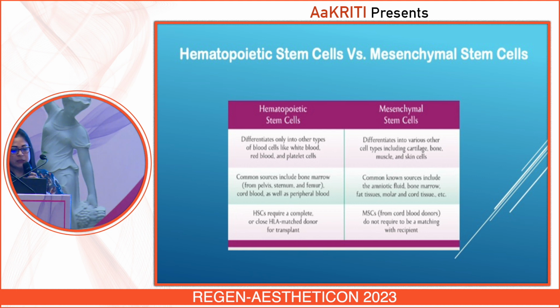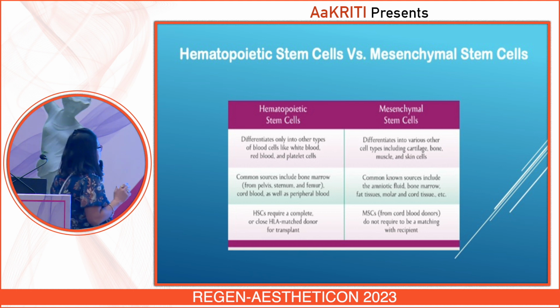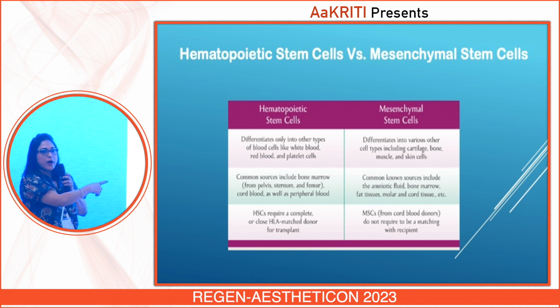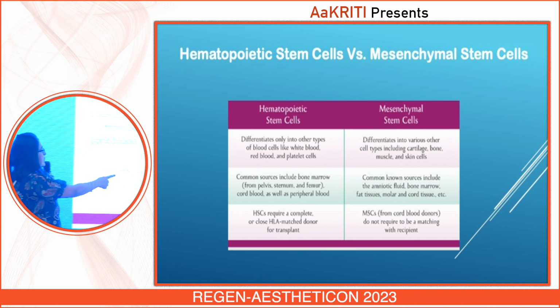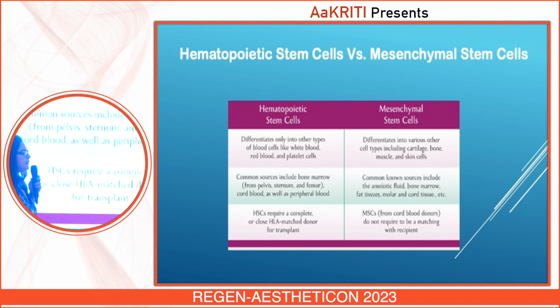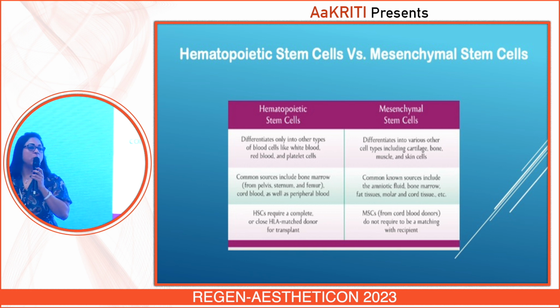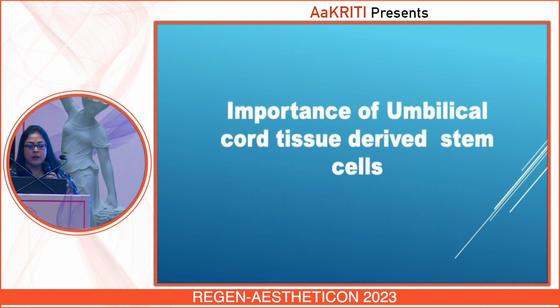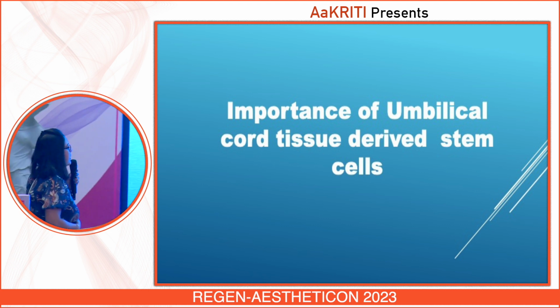So there is a definite difference between the hematopoietic stem cell and mesenchymal stem cells. The very important thing is the matching. For hematopoietic stem cells, you may require matching, but for mesenchymal, no matching is required at all. It's very safe. So why am I giving importance to the umbilical cord tissue-derived stem cells?